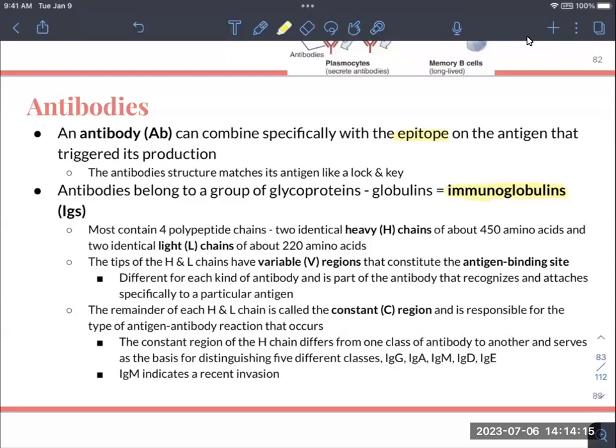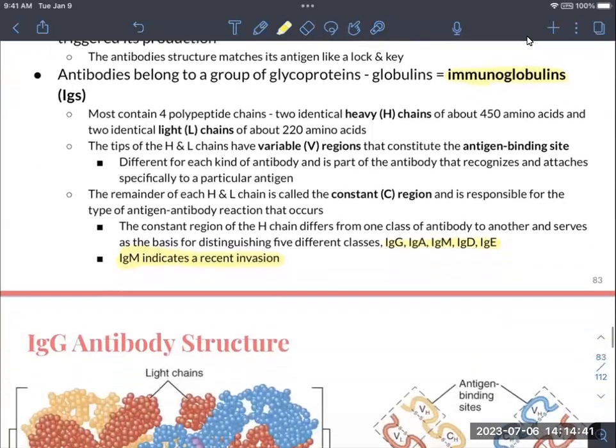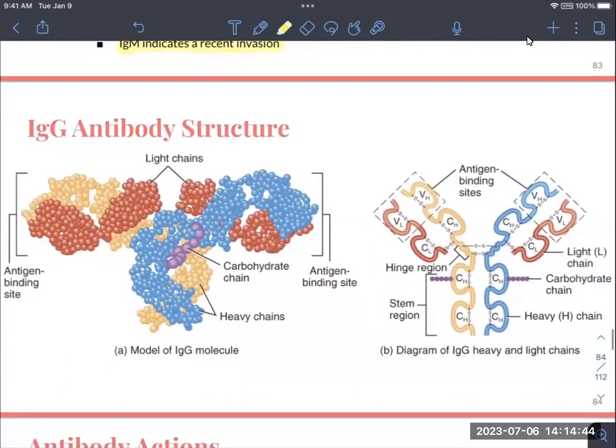We have 5 different classes: IgG, IgA, IgM, IgD, IgE. Those are immunoglobulin G, immunoglobulin A, immunoglobulin M, immunoglobulin D, immunoglobulin E. If you have a high number of IgMs in the body, that's because of a recent exposure to something. These different immunoglobulins have different binding sites. Again, each binding site is specific to its specific epitope. Everything is different.